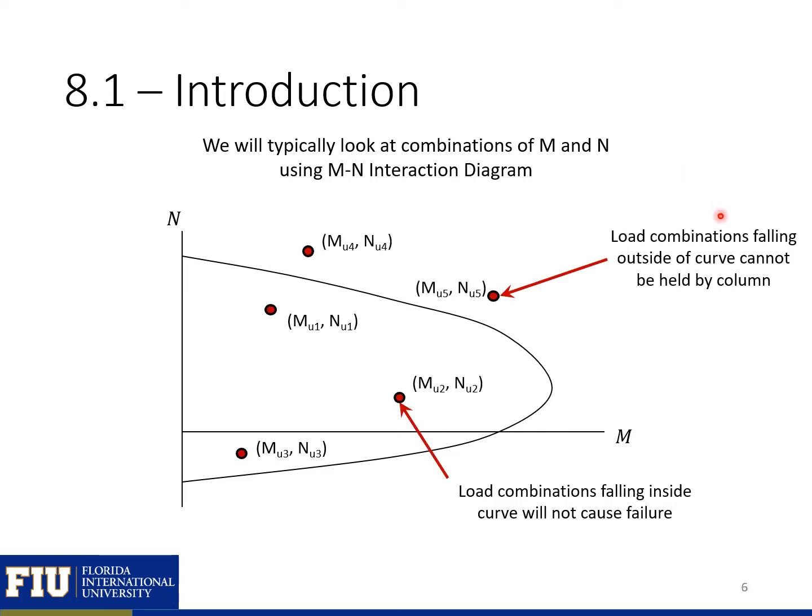Load combinations that are outside the curve cannot be held by the column. So these load combinations would cause failure of the column. Load combinations falling inside the curve will not cause failure of the column. So these load combinations can safely be held by the column whose capacity is represented by this curve, the moment axial interaction curve.